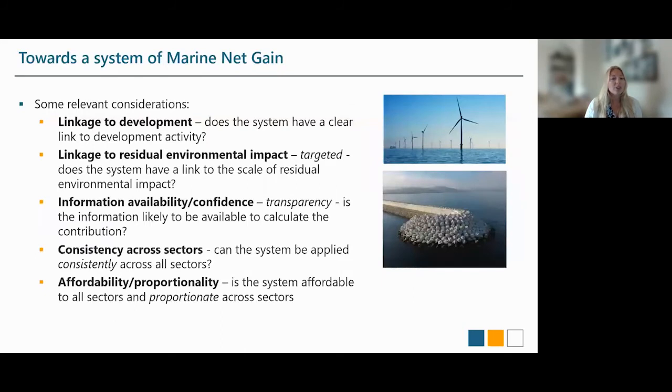Ultimately, whatever system is implemented, there are some general things which need to be considered. So the system needs to have a clear link to the development activity. It needs to be targeted, i.e. it needs to link to the residual scale of environmental impact. It needs to be transparent so that whatever information is used to calculate the contribution is readily available. It needs to be consistently applied across sectors to prevent within or between industry conflict. And it needs to be affordable and proportionate to sector activities.